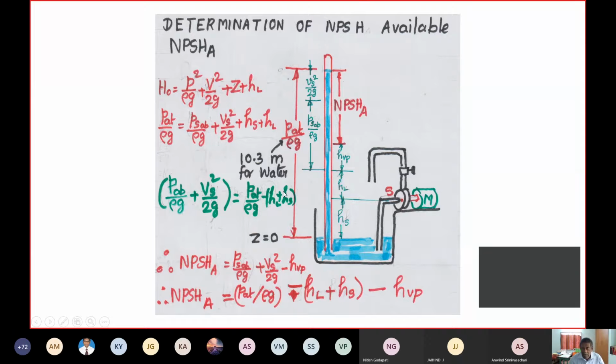Now, determination of NPSH available. See, you have a pumping setup. You have the suction point S indicated in the pump. A motor is there to drive the pump. Valve is there. Now, if you switch on, the pump must be working. So the suction head is HS.